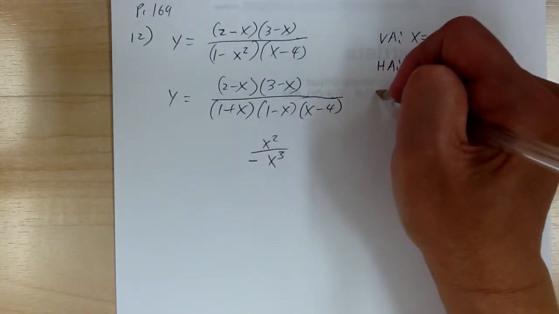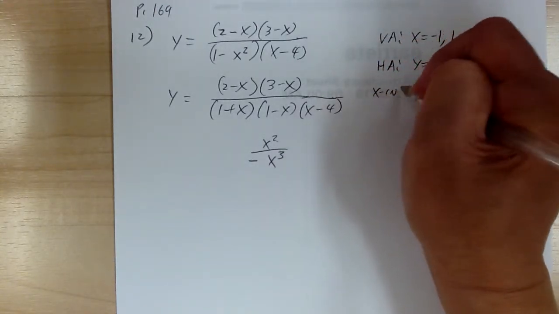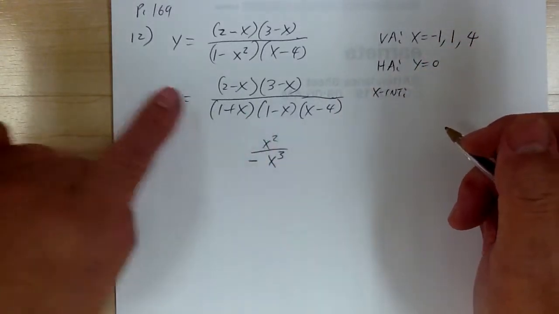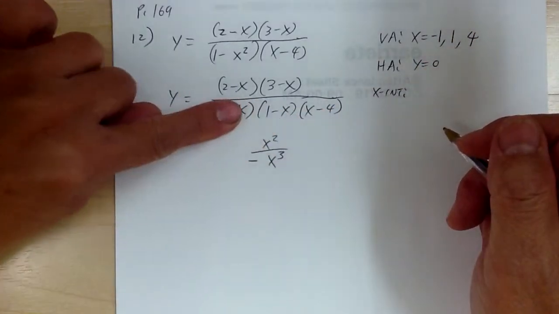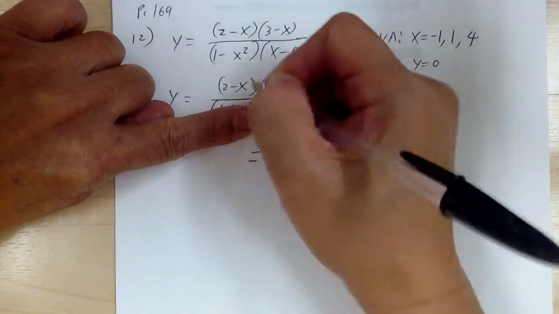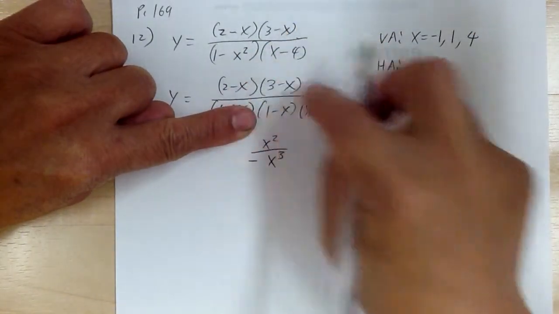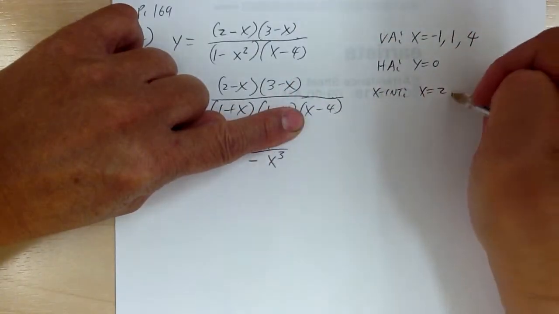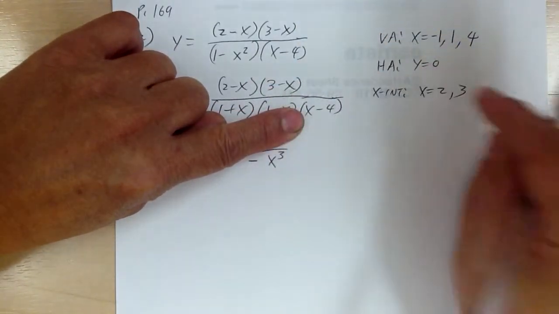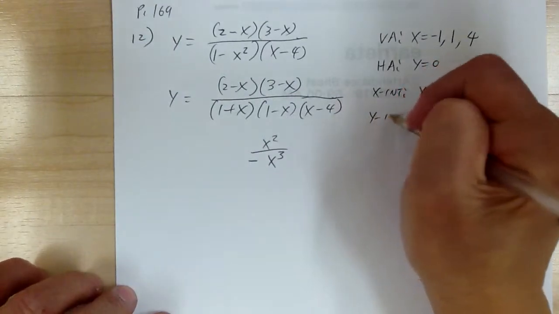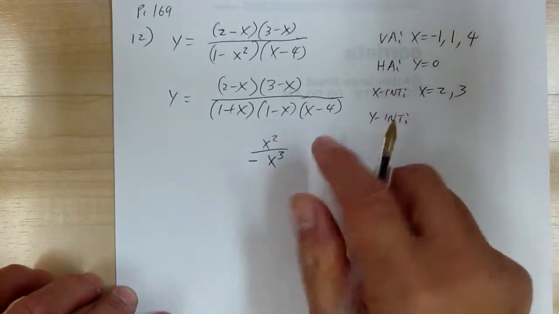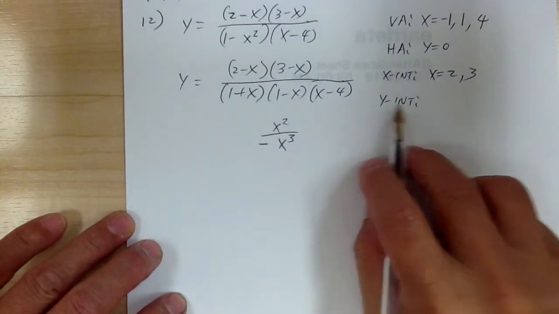Now next you have to get your x-intercept. The x-intercept is when you set y equal to 0, so you cross multiply, which means this equals 0. So from here, you're going to get x equal to 2, that will give you 0. Over here, you're going to get x equal to 3, that will give you 0. Now the y-intercept is when you set x equal to 0.